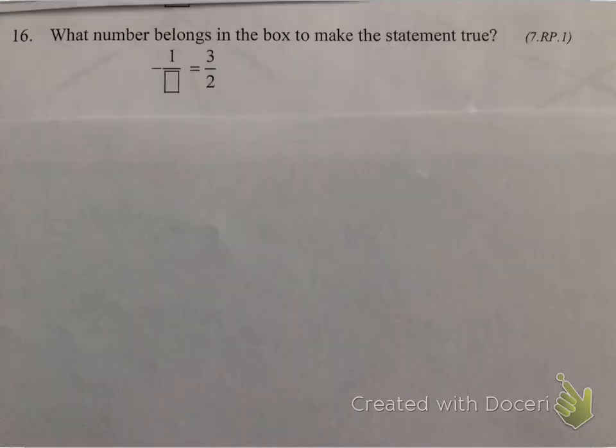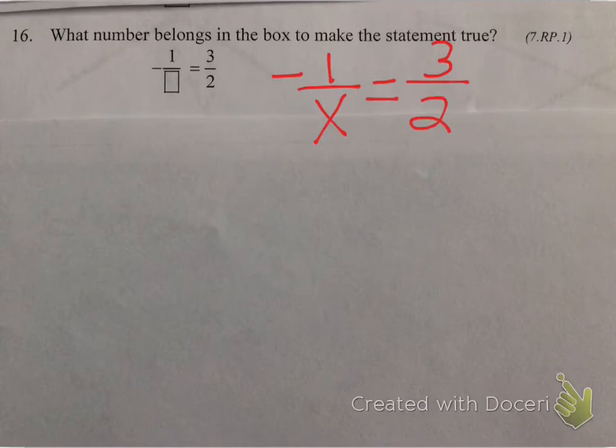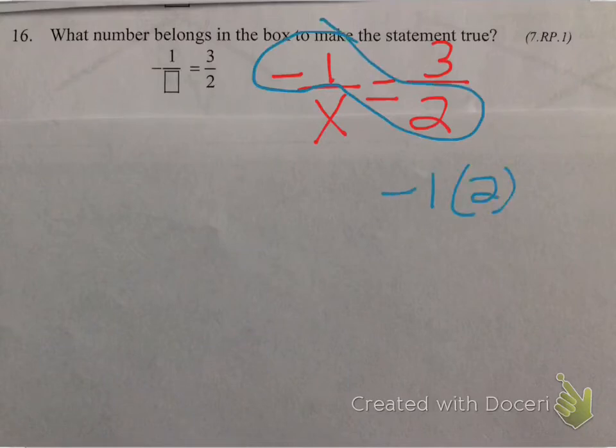And same thing with 16. 16 is a little bit trickier because it's not as obvious as an answer, so using your cross product method might be your best bet. We have that -1, and I'm going to change that box to an x, equals 3/2. So if you wanted to use the cross product property on this one, -1 times 2, and 3 times x.